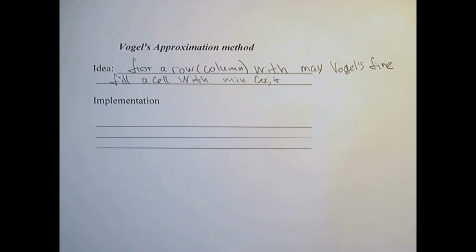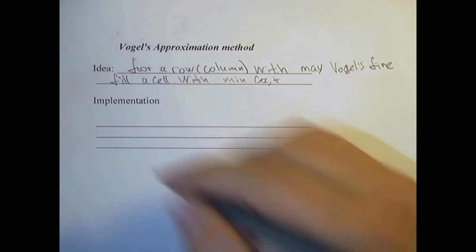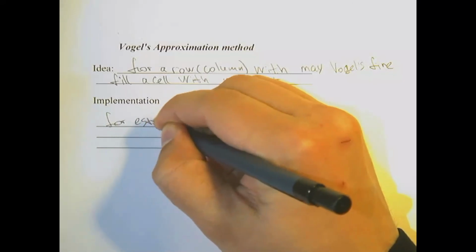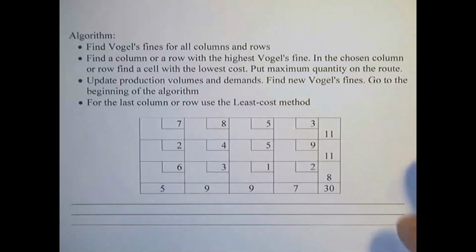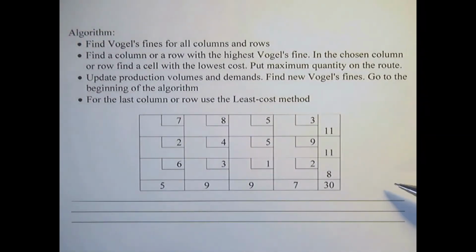Implementation. We implement the Vogel approximation method only for estimation, because it requires a bigger amount of calculations than the previous methods, and usually this approach is used for estimation of the solution. The algorithm is represented here on the slide, but I would like to show you the method, and you may compare it with the algorithm on the slide.